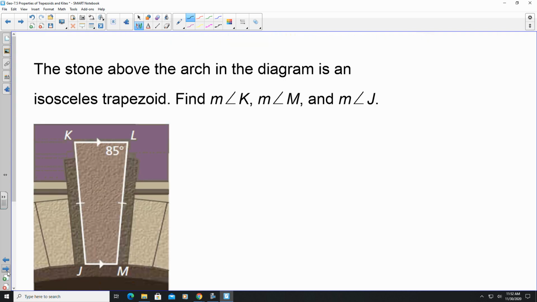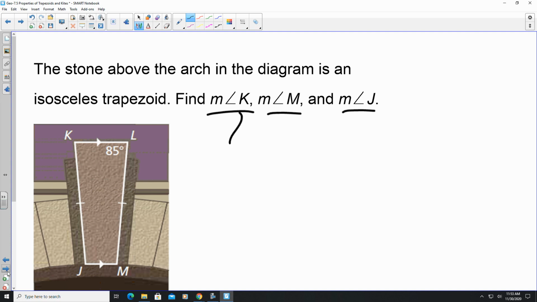Here, it says the shape above in the diagram is an isosceles trapezoid. They say that KL is parallel to JM, and LM is congruent to JK. With that information, we can help find the measurements of angles K, M, and J.